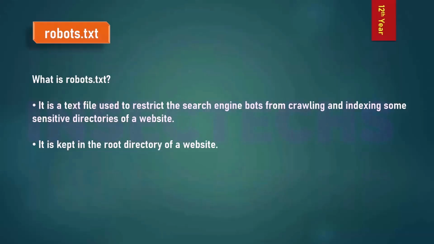So what is this robots.txt? It's a text file used to restrict search engine bots from crawling and indexing some sensitive directories of a website. It is kept in the root directory of a website. If we check the robots.txt file of a website, we can get some juicy information such as hidden sensitive directories, files, etc. Now let's have a quick demonstration of how we can analyze the robots.txt of any website.